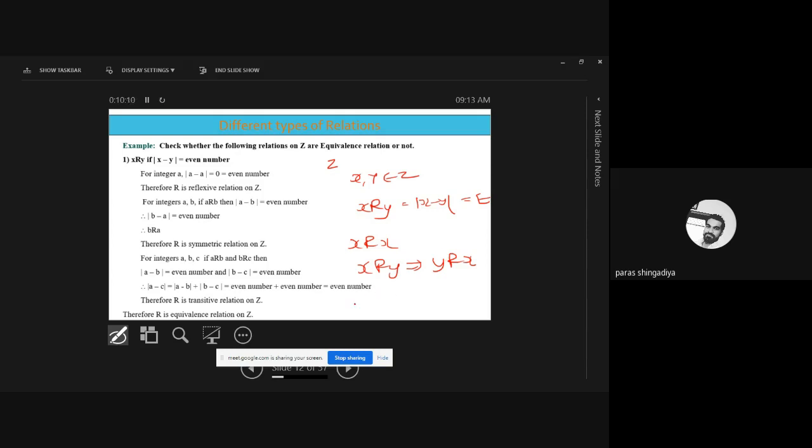Here the notation is A, B, C. If you use X, Y, Z notation in place of A, B, C, that is similar. There is no change.